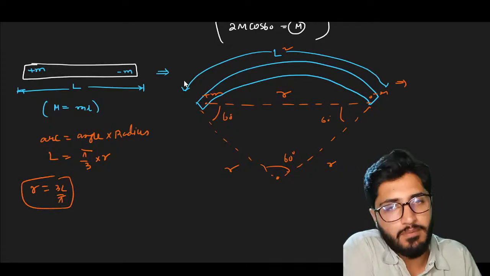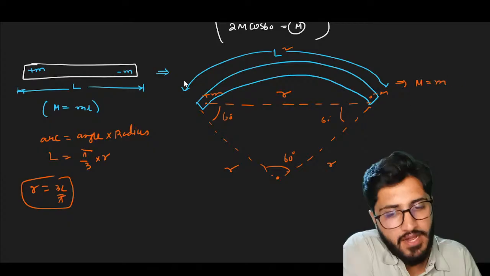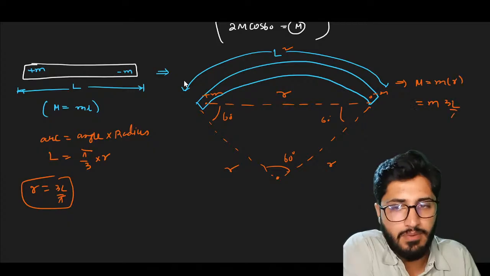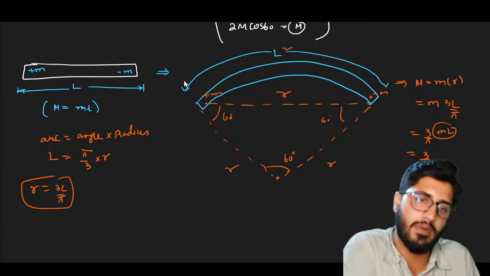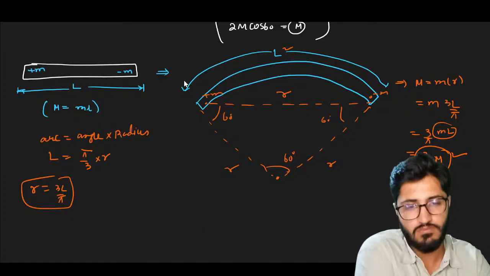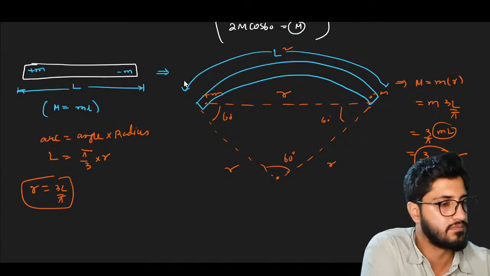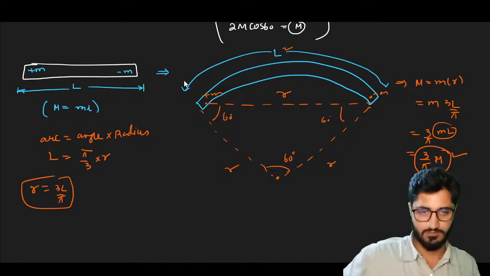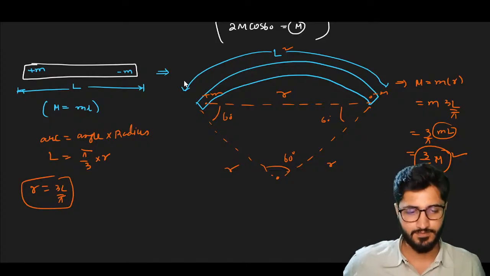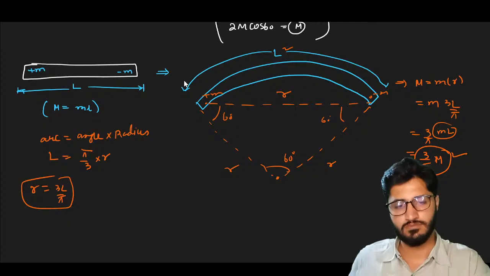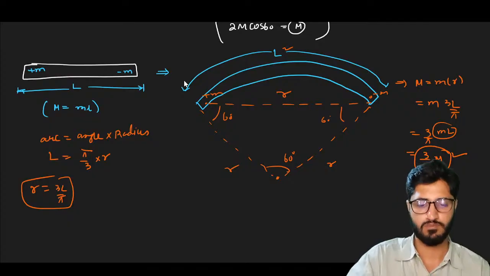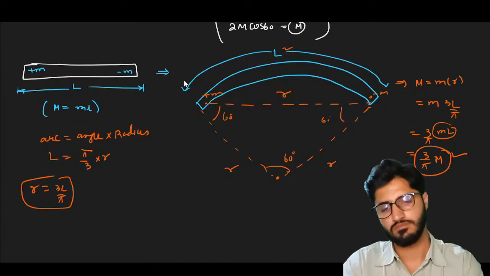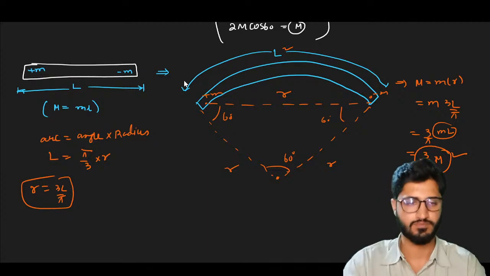For this one, my magnetic moment will be M into R. M is M, R is 3L by pi. Is it 3 by pi M into L? This is old, so I can write 3 by pi into M L. This one. Okay? Done? Done, beta?